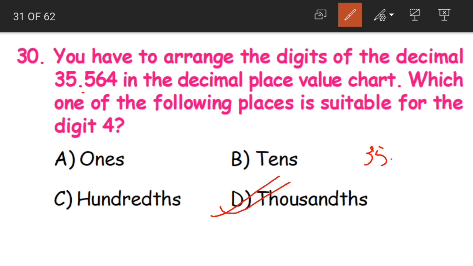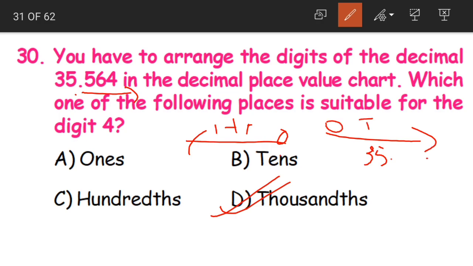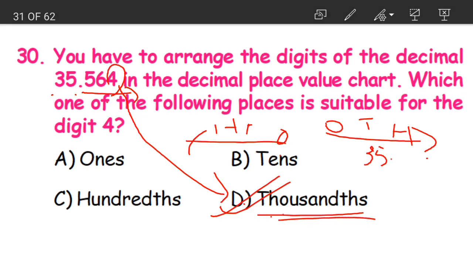Yes, in the decimal part we move in the opposite direction. Normally we go like this, right? Ones, tens, hundreds. But when it comes to the decimal part, we move in the opposite direction. We have tenths, hundredths, and so on. So for the given decimal number 35.564, 4 is in the thousandths place. That is, option D is the correct answer.